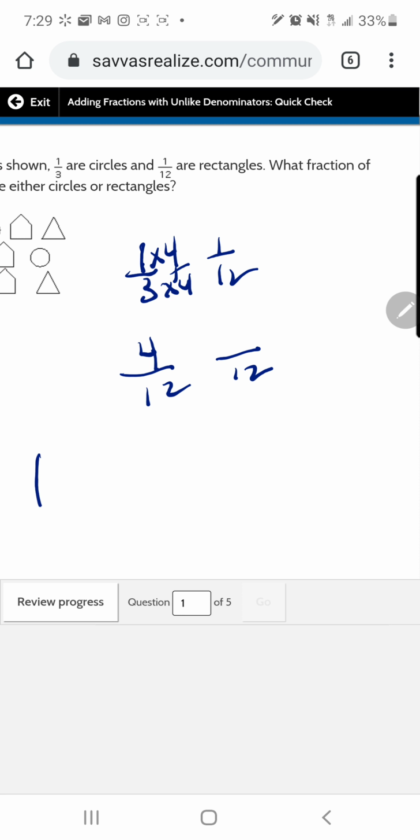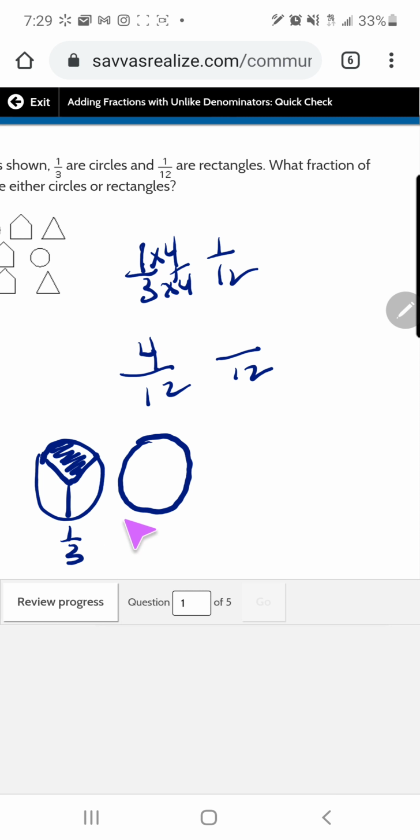Let me draw them down here. Here's the first one, and I'm going to break this one into 3 parts. And I want 1 out of those 3. That's 1/3. Now I'm going to draw the same size congruent circle right next to it, and this time I'm going to break it up into 12 parts.